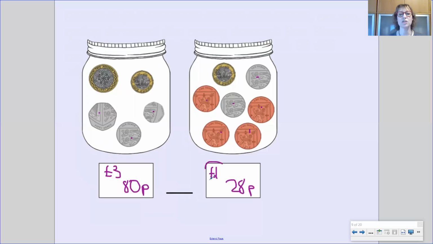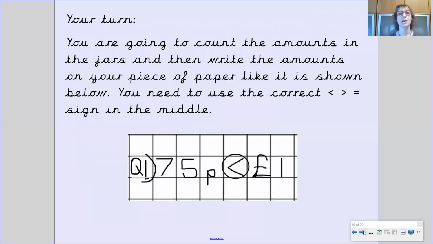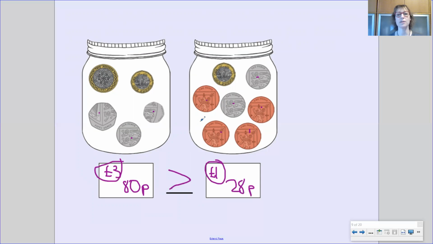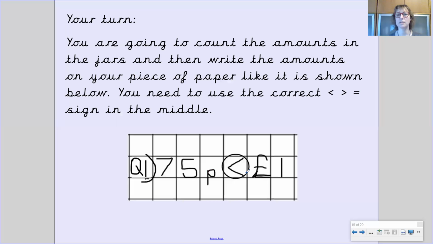So I can see just by looking at my pounds that I've got £3 in this one and £1 in this one. So this one is going to be bigger than this one. So your turn is to do exactly the same thing. You're going to look at the jars. You're going to write, like we did, underneath. You don't need to draw the jars and draw the money. Don't worry about that. Just write the amounts underneath and put in your crocodile sign.